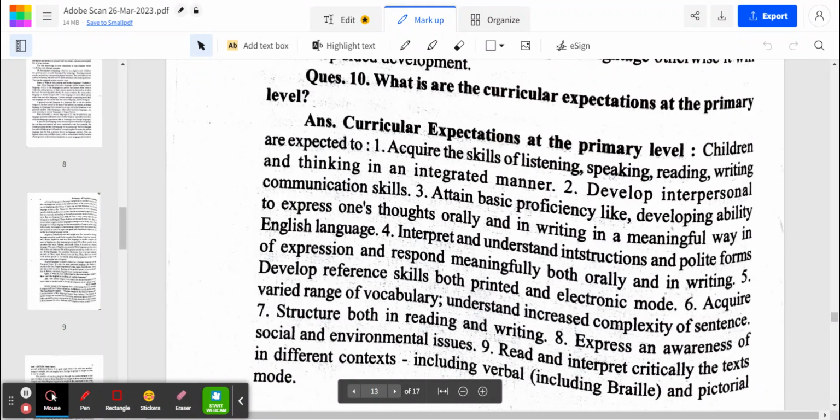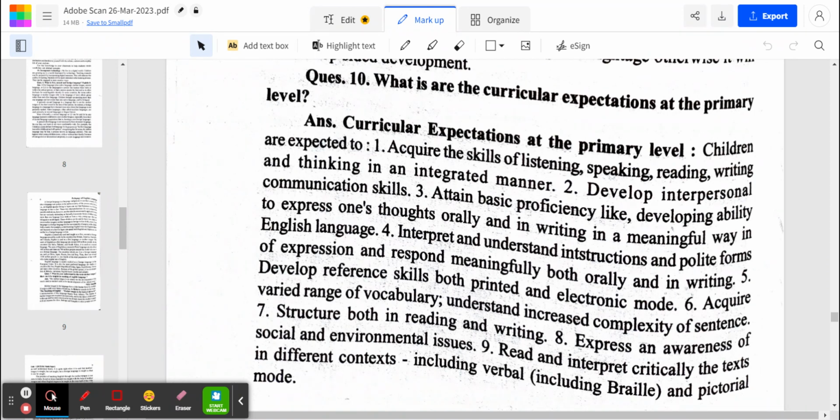So question number 10: what are the curriculum expectations at the primary level? Children are expected to acquire the skills of listening, speaking, reading, writing, and thinking in an integrated manner. Develop personal communication skill. Attain basic proficiency, like developing the ability to express one's thoughts orally and in writing in a meaningful way in the English language.